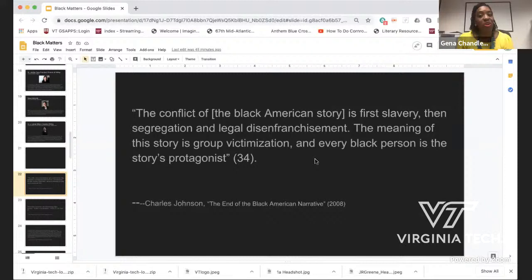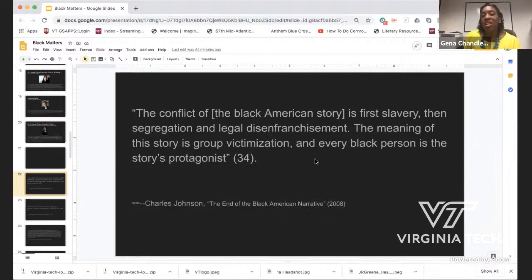And so despite attempts to diminish the importance of the Black American story, to limit that story to a particular frame, I think one of the things that the study of literature teaches us is that Black matters are all around us, and the ways in which we talk about those stories are uniquely different.